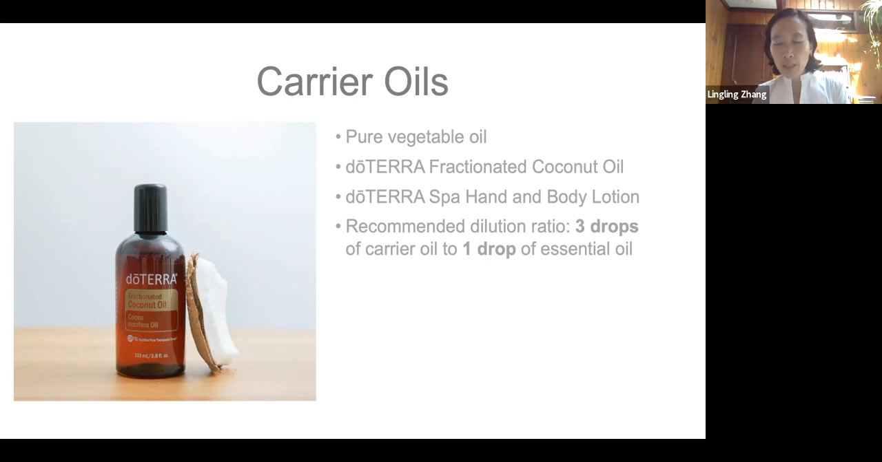The recommended dilution for regular, healthy people is 1 drop of essential oil to 3 drops of carrier oil. We call it 1 to 3 or 3 to 1, depending on which one you talk about first. But for people who have sensitive skin, or young children, this ratio needs to be adjusted to suit each person's needs. You can do a little test on a small area, like your forearm, and see if it reacts to it.